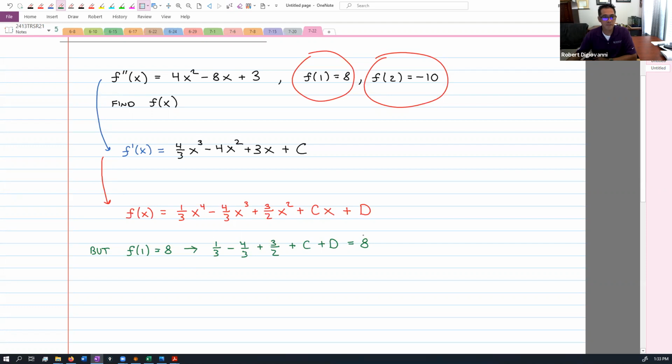Right? Just replace all your x's with 1s, because I'm plugging 1 into the original function. And when I do that, it needs to spit out 8.